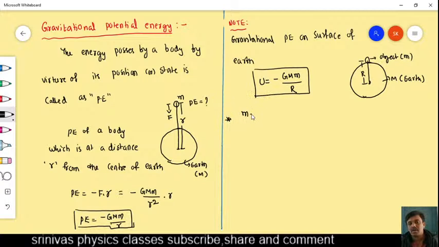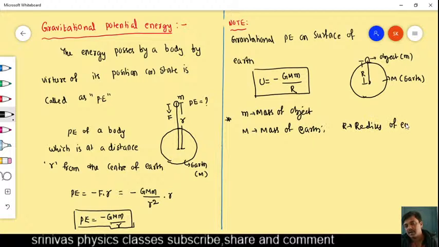What is small m here? Mass of the object. What is capital M? Mass of Earth. What is capital R? Radius of Earth. This is the first important point in the gravitational potential energy.